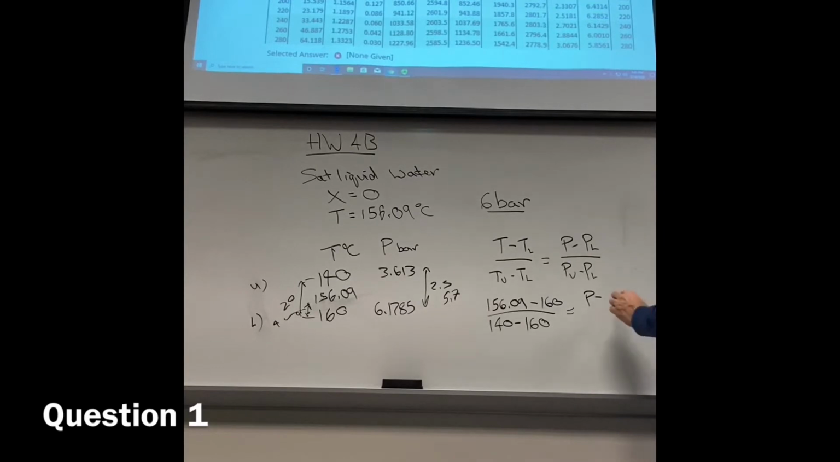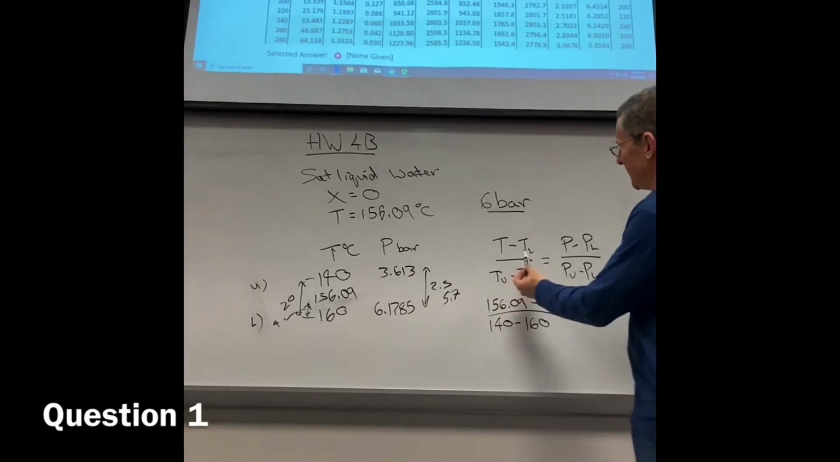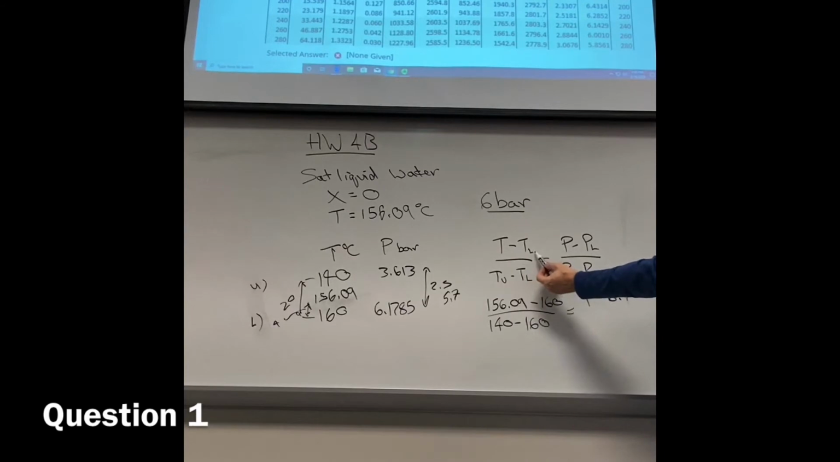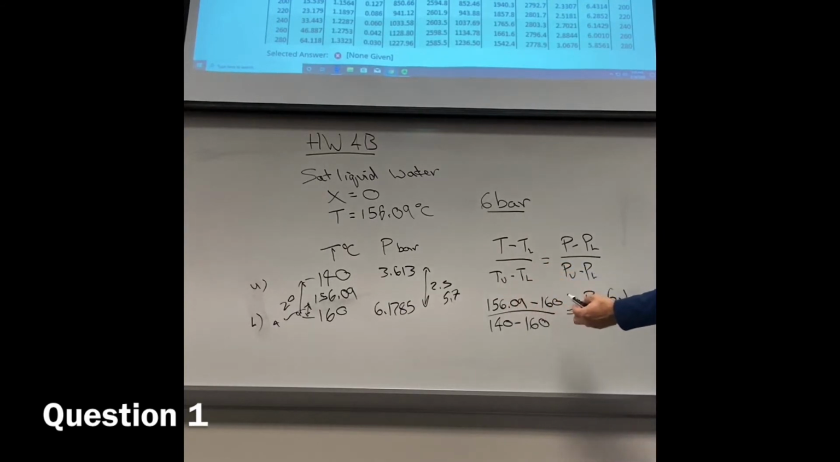Sir, why don't you do 156 minus 140? Because that'll give you a wrong, like the 140 to the... Right, so if you decided I'd rather do T minus T upper over T lower minus T upper, you could do that.